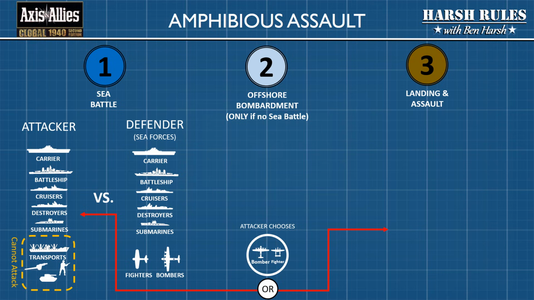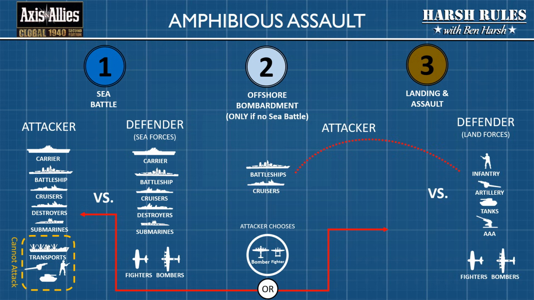The attacker's air units can participate in the sea battle phase or the landing and assault phase. They cannot fight in both. If a sea battle doesn't occur, any battleships or cruisers involved can conduct an offshore bombardment. This is a one-time attack against units on the targeted territory.